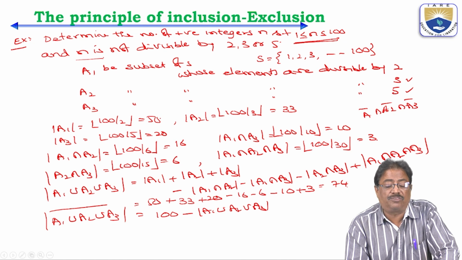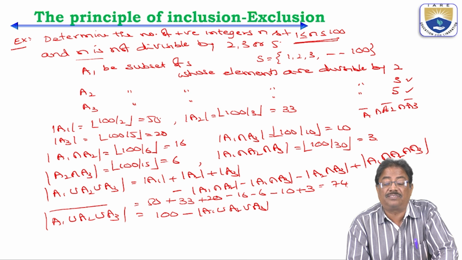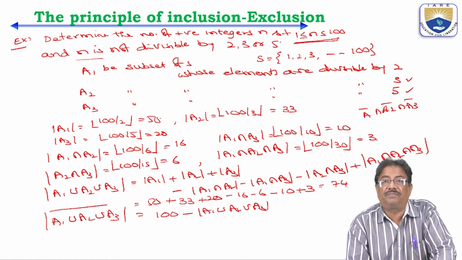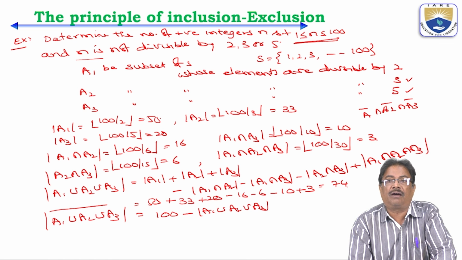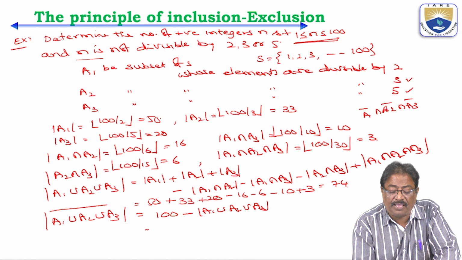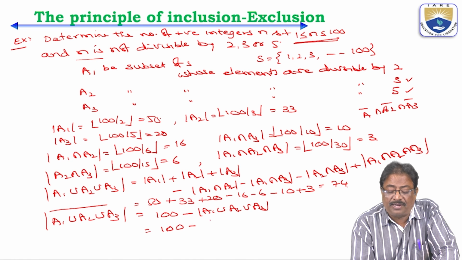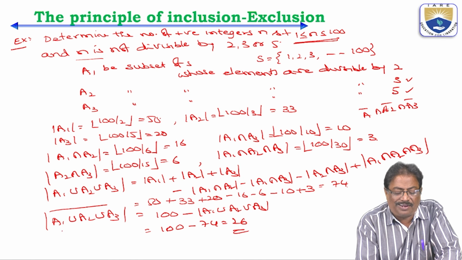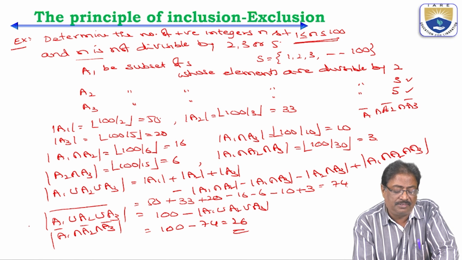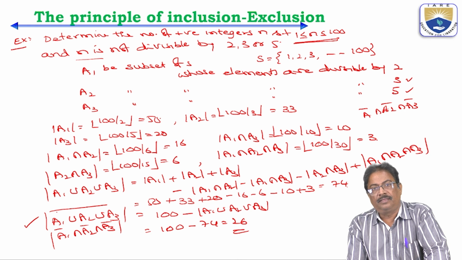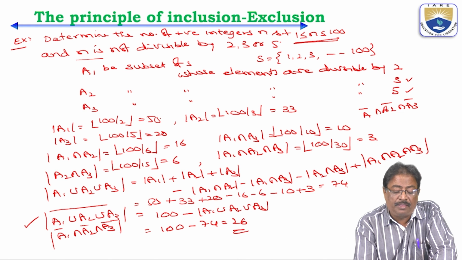Determine the number of positive integers n which are not divisible by 2, 3 or 5. So from this I am going to take 100 minus 74, which is nothing but 26. I can write this as the cardinality of A1 complement intersection A2 complement intersection A3 complement, or I can keep it the same as the whole complement.